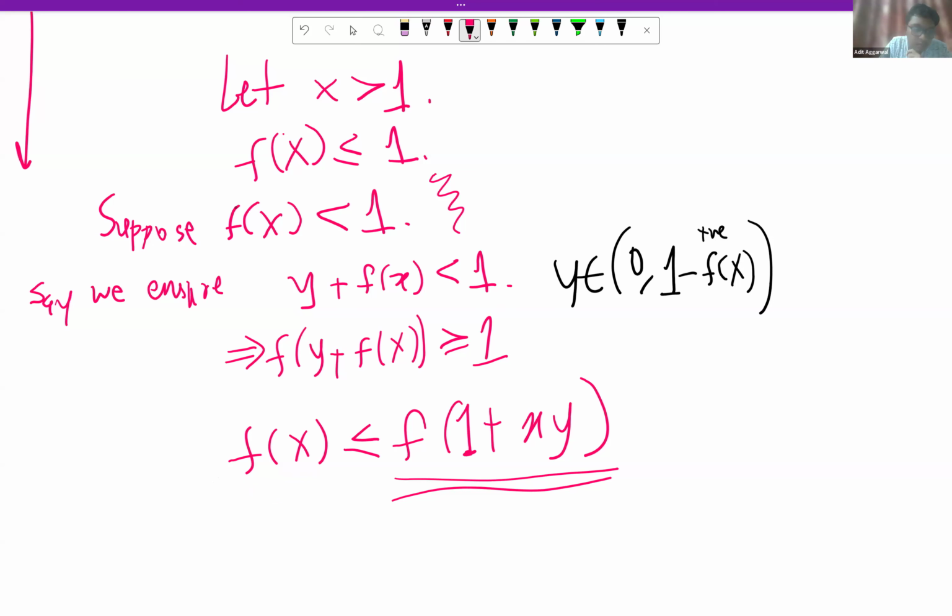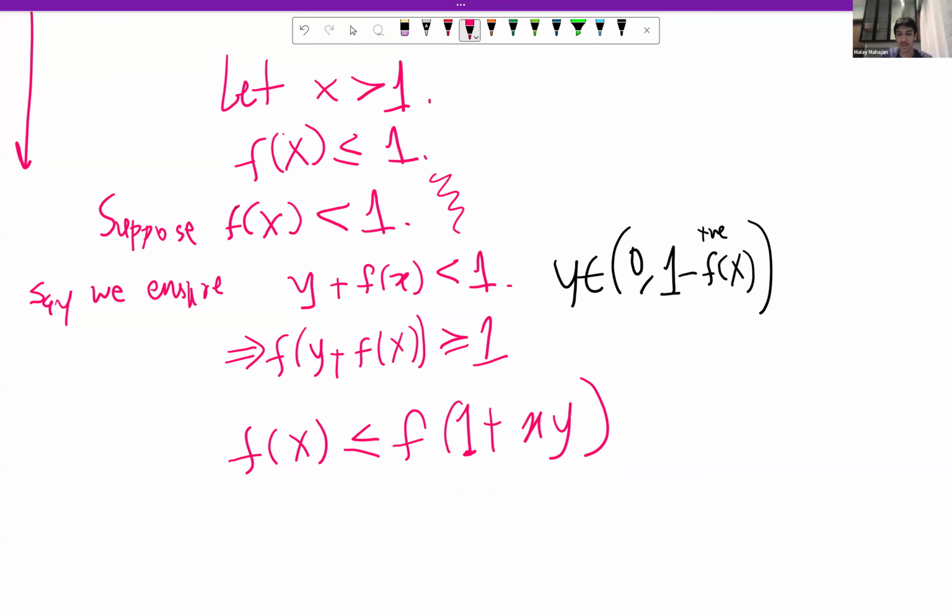No, x is fixed. Remember, I have fixed it. But for y, we have a range. We have 0 to some tiny number, into some huge number, so 0 to some huge number. Yes, perfect.